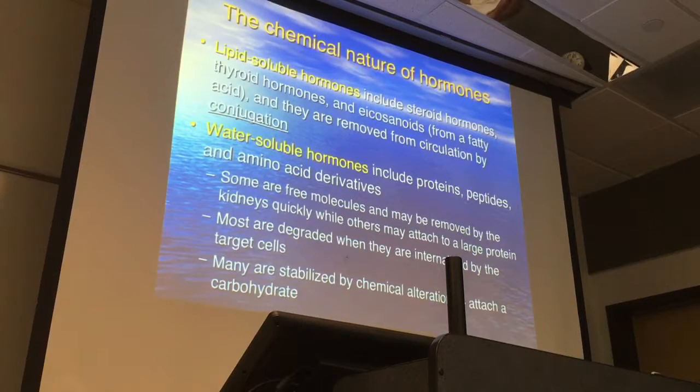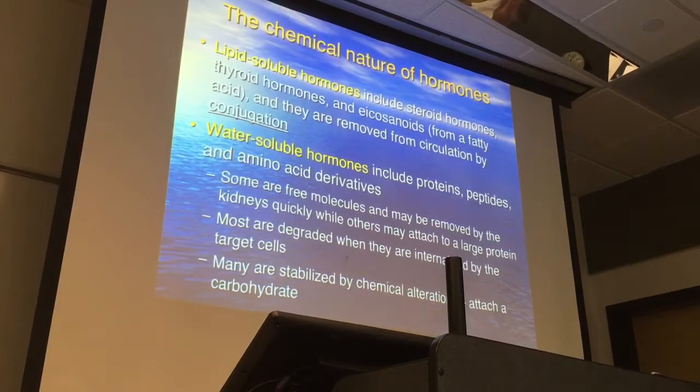Okay, now the water-soluble hormones come in three classes. We have proteins, and these are large amino acid chains. Peptides are short amino acid chains. So growth hormone would be a protein. Insulin would be a peptide, short amino acid chains. And then there are amino acid derivatives where they take one of the 21 or so amino acids and alter its structure slightly, put a small group here and there, and it becomes a hormone.